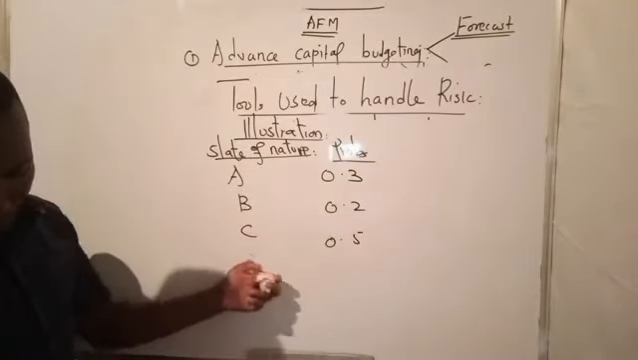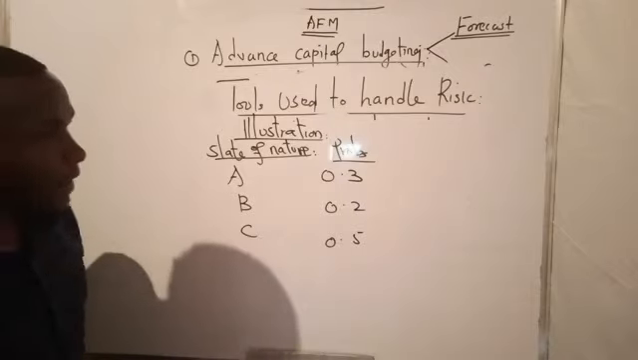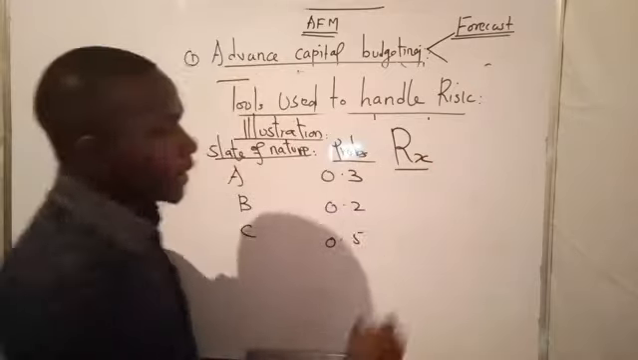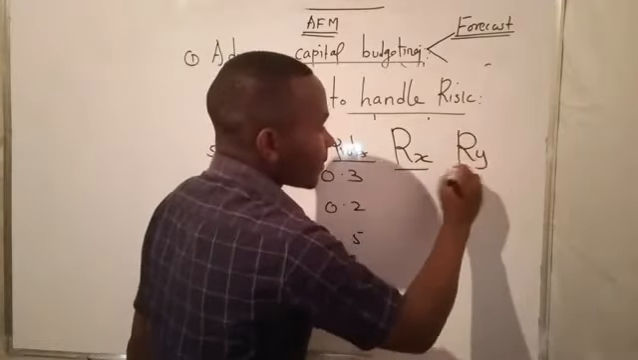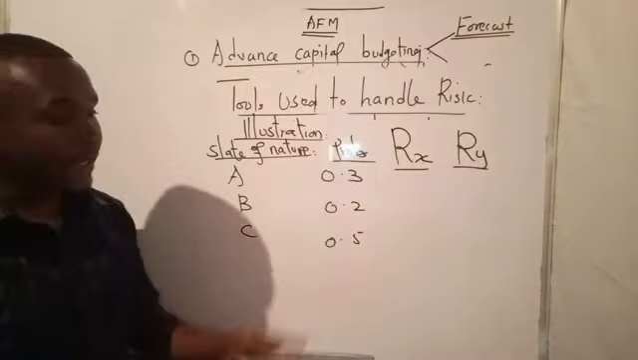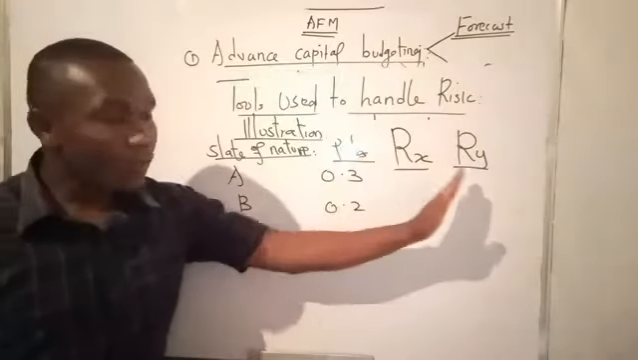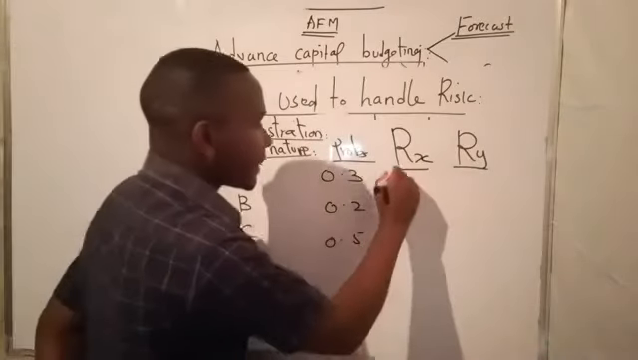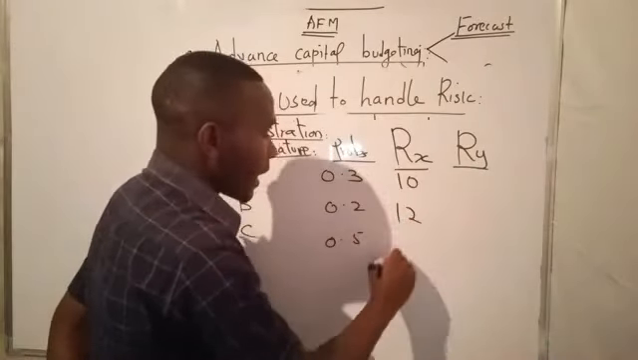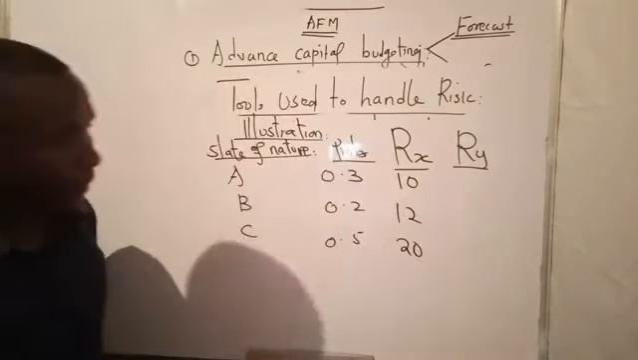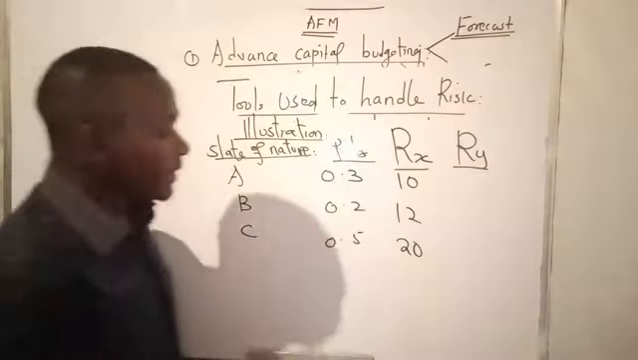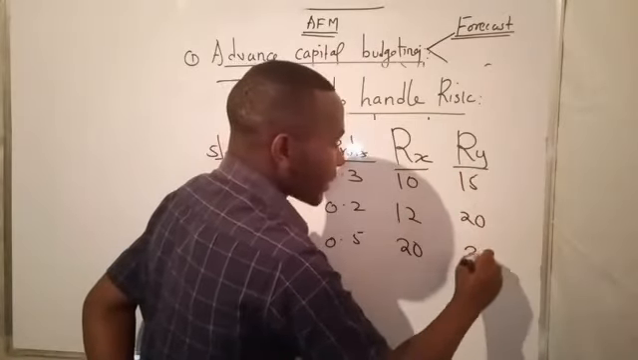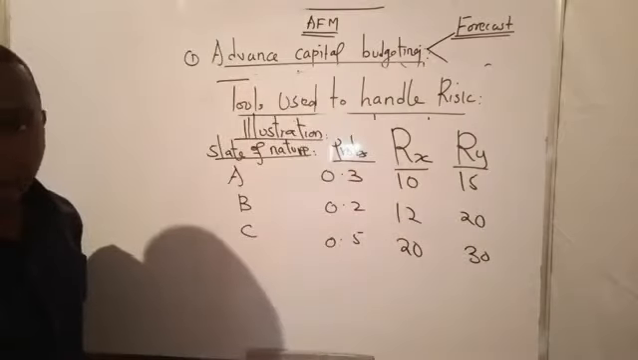And then under the probabilities, we have the returns. We have the return of x and the return of y. Let's assume the return of x is 10, 12, and 20. The return of y, you can have 15, 20, and 30. That is the return of y.